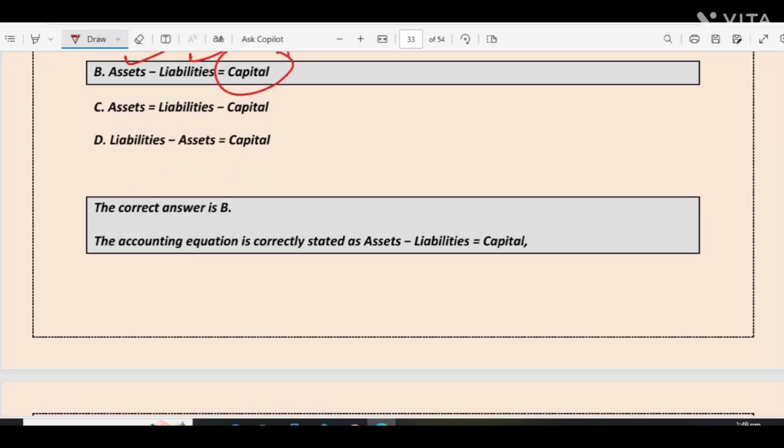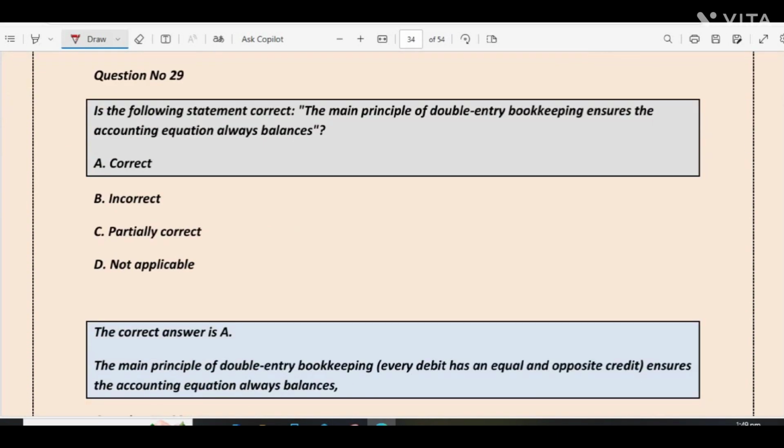Now 29. Is the following statement correct? The main principle of bookkeeping is to ensure that the accounting equation always balances, and this is the correct statement because in bookkeeping every debit has an equal opposite credit, ensuring that the accounting equation is balanced. It's not about correctness, it's about balance.